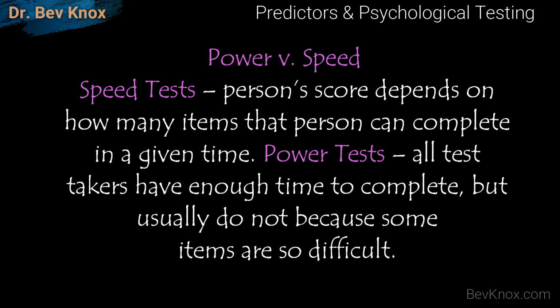In a speed test, a person's score depends on how many items that person can complete in a given time. The items are usually fairly easy. An example might be a test requiring applicants to write a symbol in place of a number. On a power test, all the test takers have enough time to complete all the items, but usually do not because some of the items are so difficult that they cannot be completed.